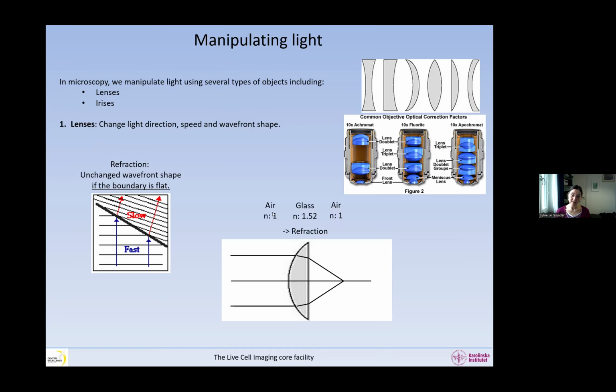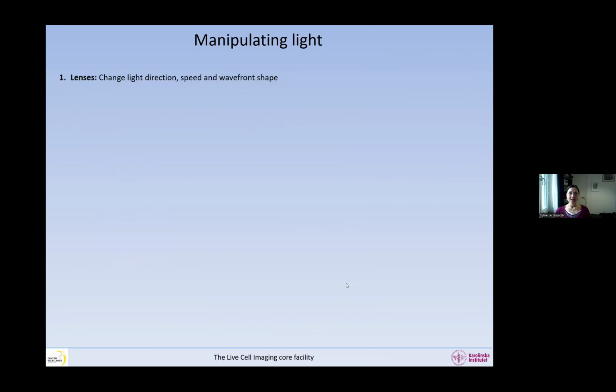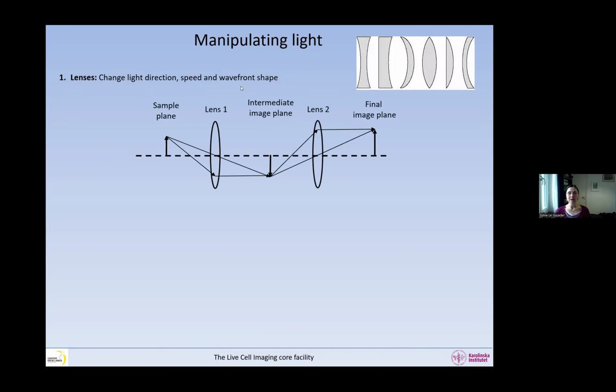Here we have air, the refractive index is 1. Here we have glass, the refractive index is 1.52, and it goes back to air and equals 1. Therefore we have refraction and we focus the light. Here, the wavefront is going to be flat and light is going to propagate this way. But here, we have a curved wavefront, and therefore we have a focal point. So the way we use lenses is that they change light direction, speed, and wavefront. We can manipulate light this way.